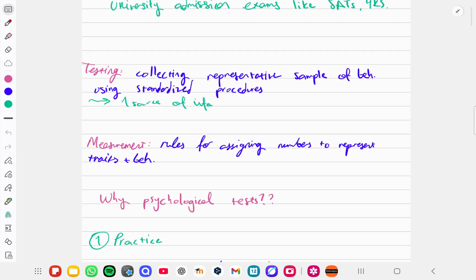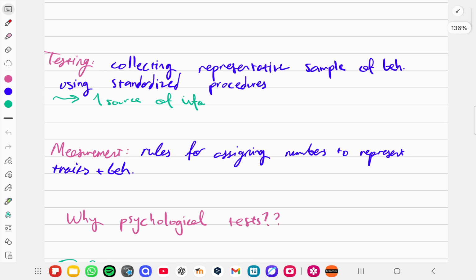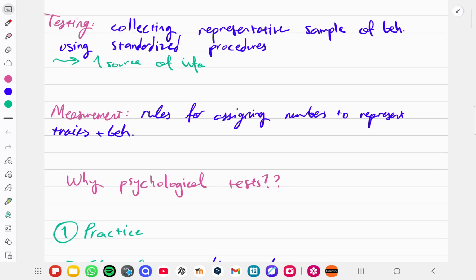So testing is collecting a representative sample of behavior using standardized procedure. It is done on a particular topic, whereas assessment is like we're assessing the individual on multiple things, like you take the SATs or you take the YKS, and you're being assessed on multiple things, but testing is just based on one particular topic. So measurement is the rules for assigning numbers to represent traits and behaviors.